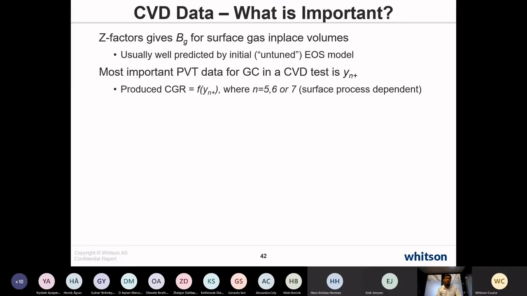Most important PVT data, something I have tried to emphasize before, is that the most important data in the CVD test is the compositions, and especially the N plus component in the CVD gas, which can be either C5 plus or C6 plus or C7 plus, because that is a very close function of your produced CGR.